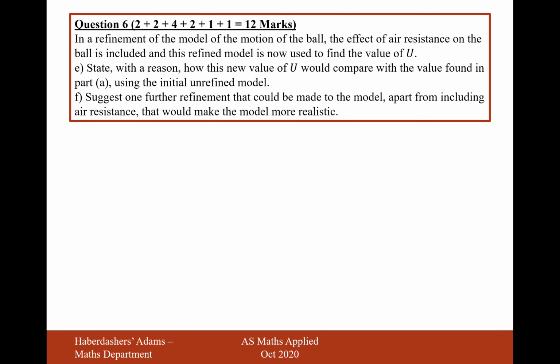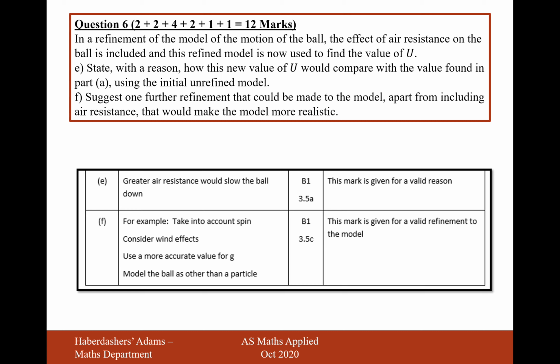In a refinement of the model of the ball, the effect of air resistance on the ball is included, and the refined model is now used to find the value of U. State with a reason how this new value of U would compare with the value found in part A using the initial unrefined model. Let's have a look at what we've got in the mark scheme. The greater air resistance would slow the ball down. So yeah, that makes sense.